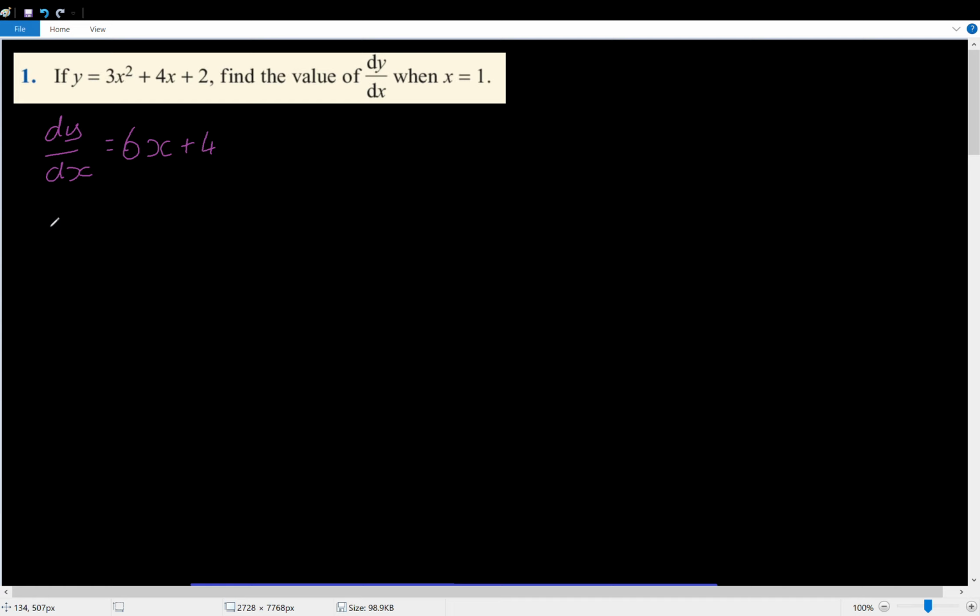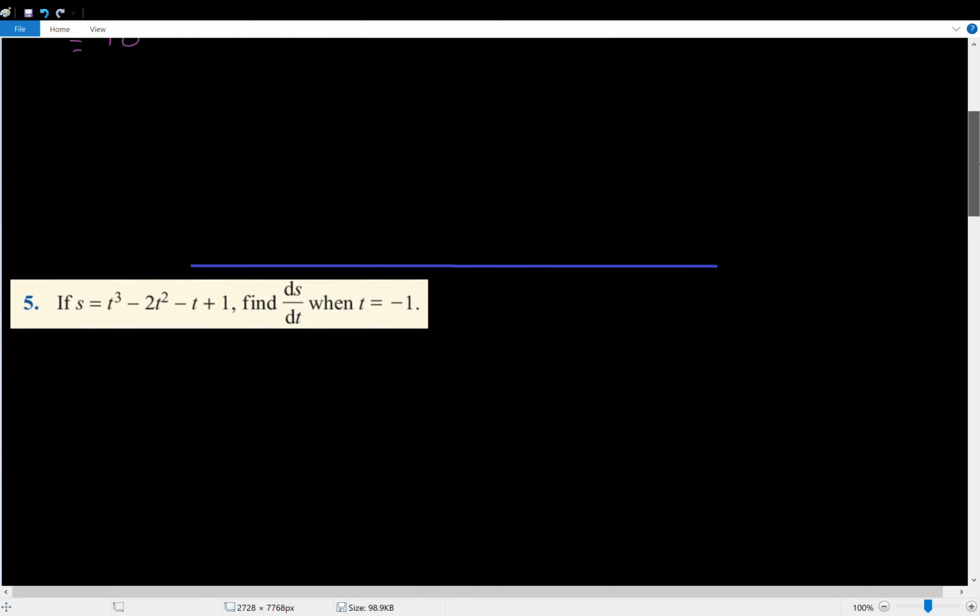And to find the value of this when x equals 1, we simply substitute 1 in for x. So it's going to be 6 times 1 plus 4, which is 6 plus 4, which is equal to 10. And that's that for question 1.